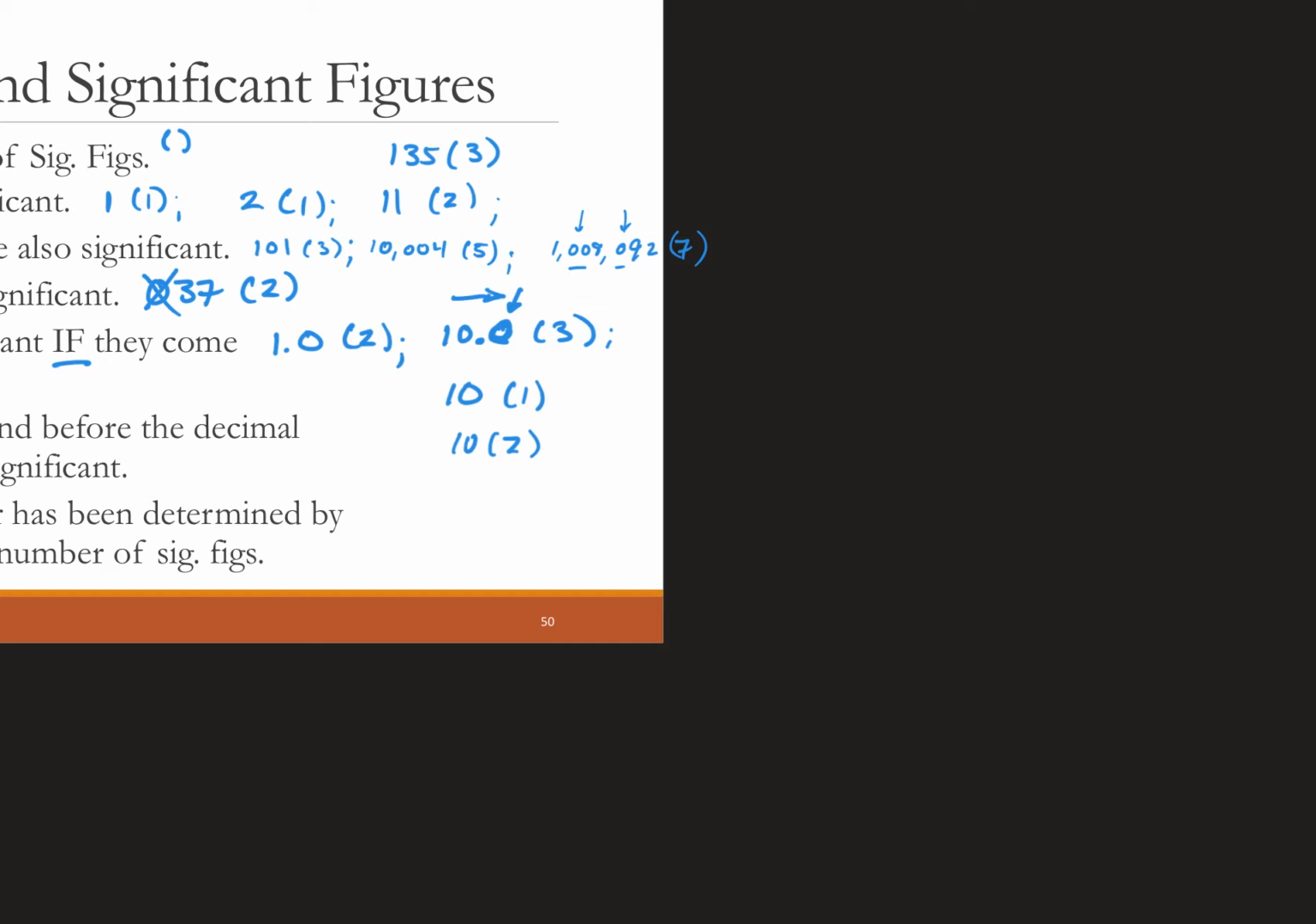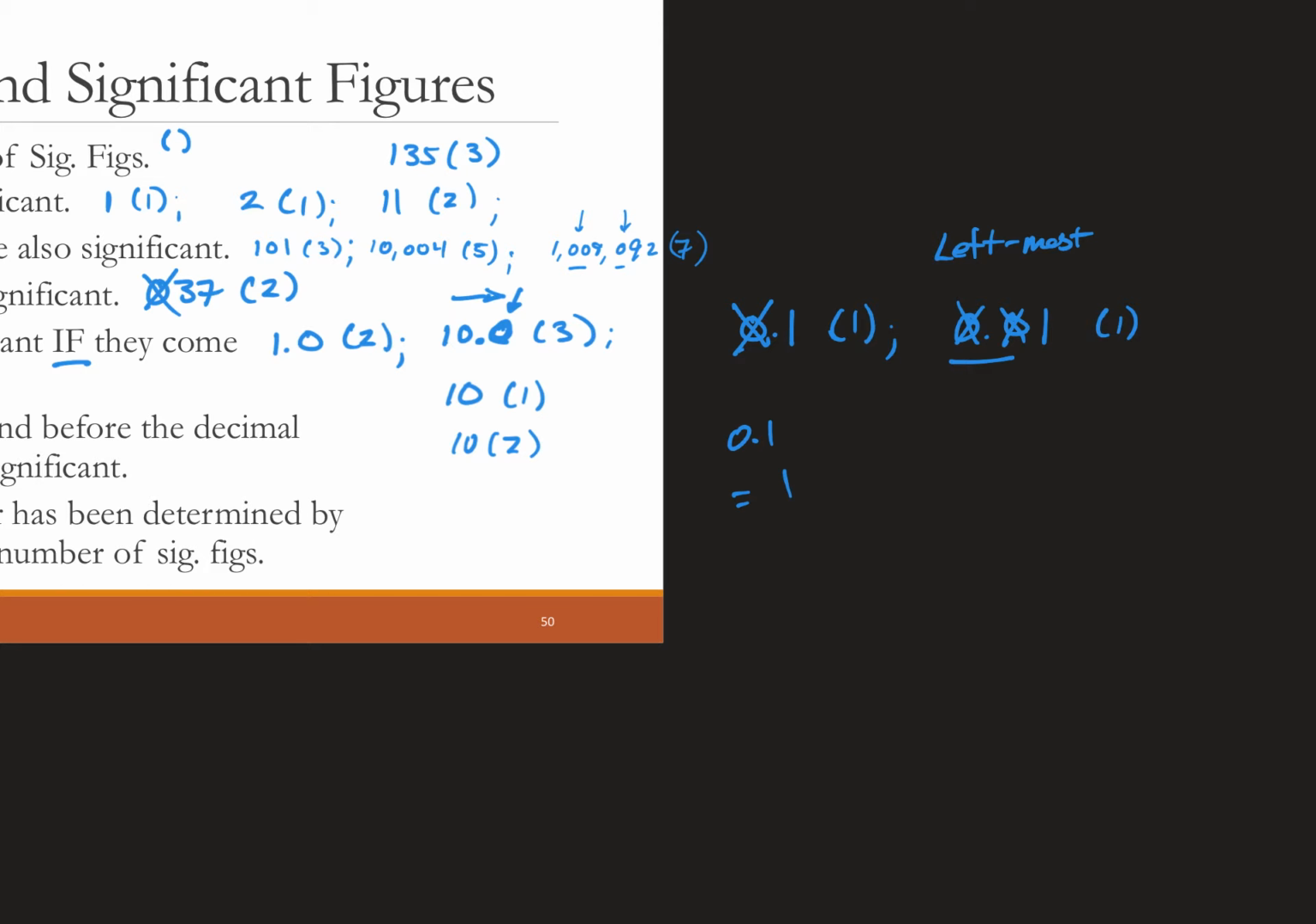All right, now, what about 0.1? Well, 0.1 has a leftmost 0, so this only has 1 significant figure. 0.01 also only has 1 significant figure because both of those zeros are leftmost. And so they don't matter, right?